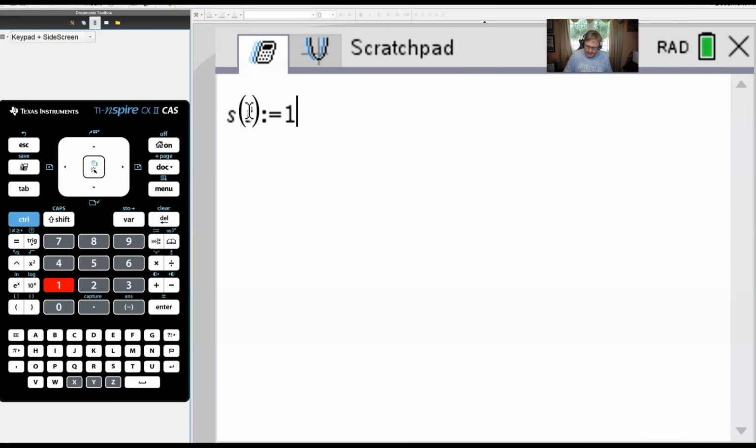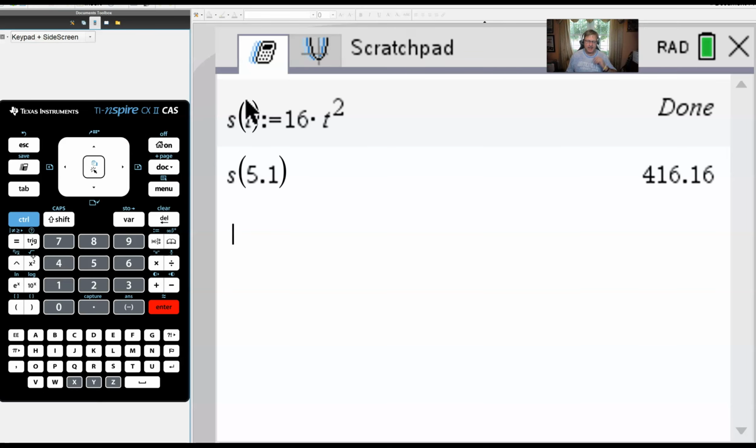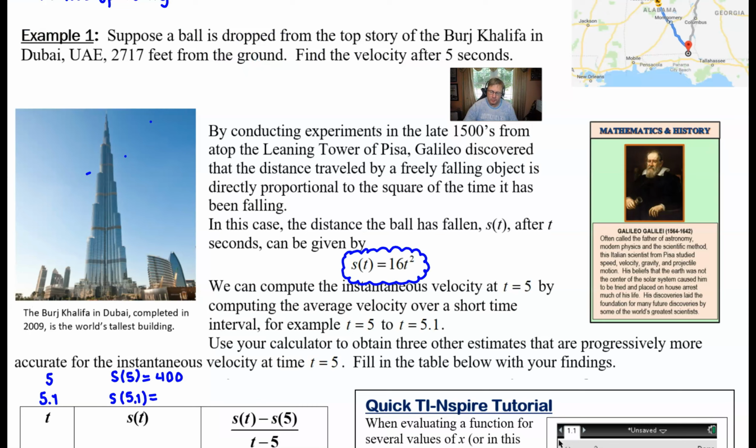And so then I just type in 16, T, hit my square button, and then if I hit enter, the calculator will say done, which might make you think, well, done? It hasn't done anything. Well, trust me, it has, because now I can go in and type S, parenthesis 5.1, and it's going to spit out a decimal answer that is the value that we certainly want, 416.16.